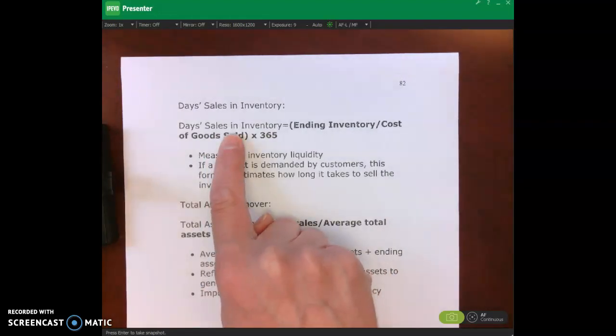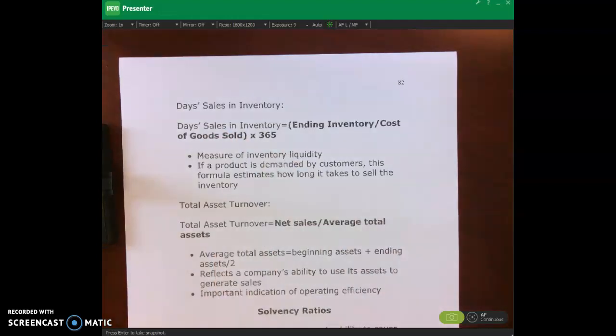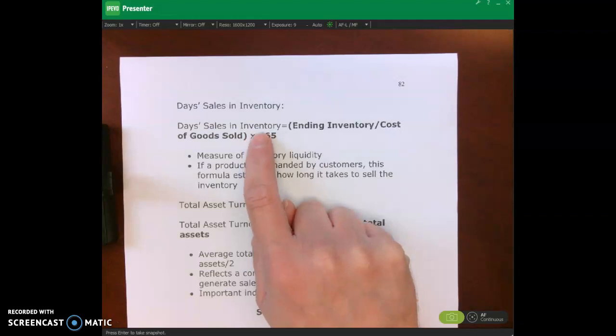If this number is really low, let's think about this. Let's say that this number is 2. That means you have 2 days' worth of sales in inventory. That means you better order some more inventory real fast, because otherwise you're going to run out of inventory and you're going to be telling potential customers, we don't have any more inventory. So that's what this is telling you. It is expressed in days, and as this gets lower, you probably need to order more inventory.